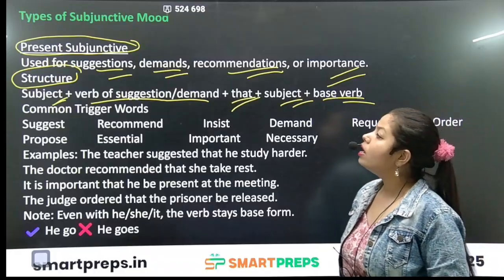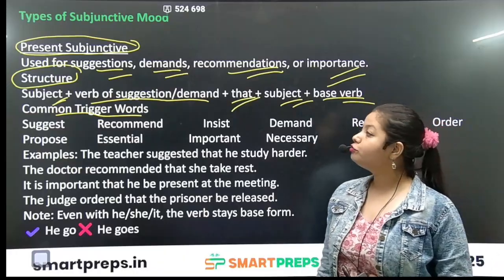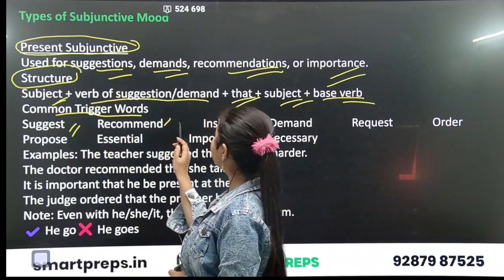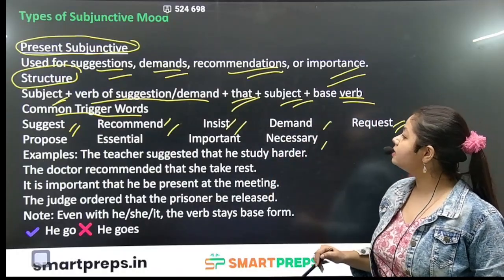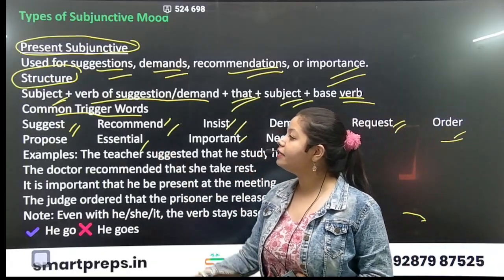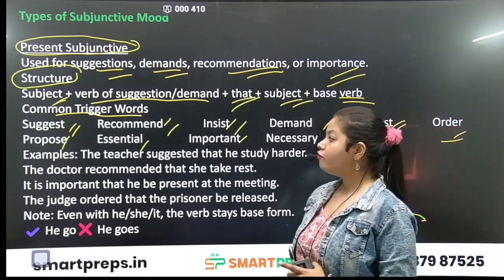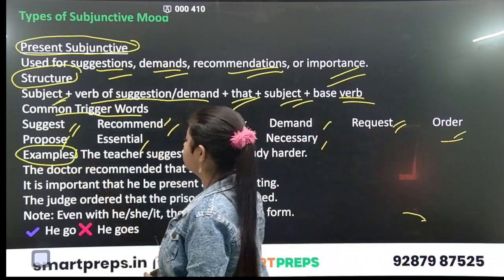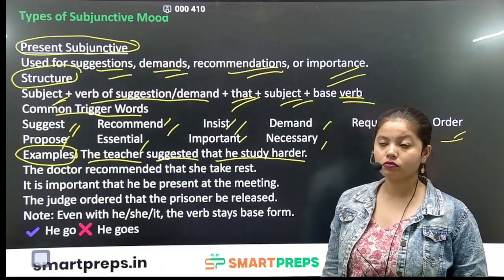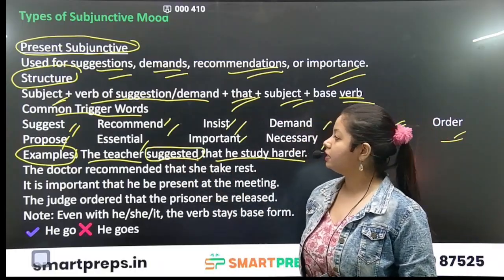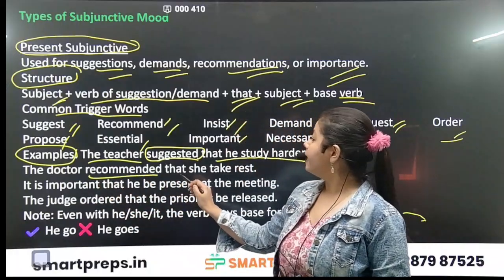Now, there are certain common trigger words in the present subjunctive. The common trigger words are suggest, recommend, insist, demand, request, order, necessity, necessary, important, essential, propose. For example, the teacher suggested that he study harder. The teacher suggested, so this is the common trigger word. The doctor recommended that she take rest.